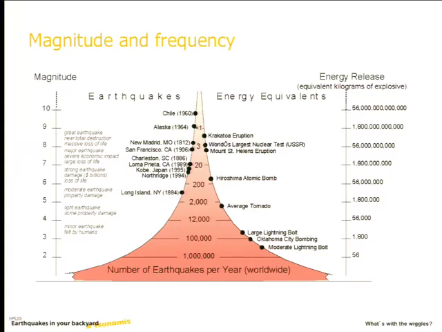And then on the right-hand side here is an estimate of the approximate energy equivalent, measured in equivalent kilograms of explosives. This comes from the nuclear testing era, which is how you would measure the size of a nuclear test. And so you can see what the scale looks like. You can see that this scale obviously is also increasing exponentially, and that again is because this is a magnitude scale. All right, so this is the link between magnitude and energy. The two are related to one another.